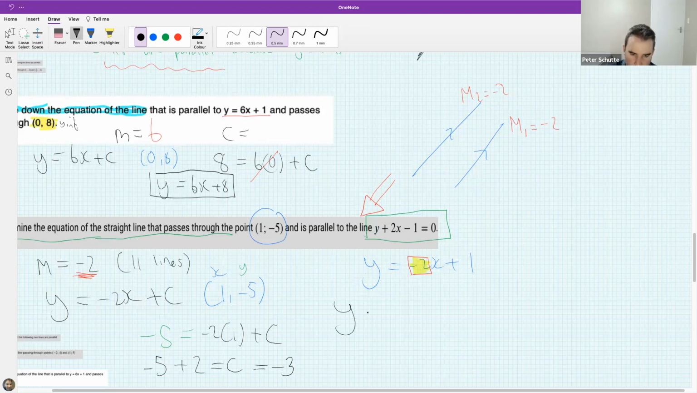So the equation of the line that I'm looking for is y equals minus 2x minus 3. And in order to figure out the equation of this line, I had to first figure out the gradient of the first line. I then hopped across that minus 2 to my other line, and then I used the point on that line to help me.